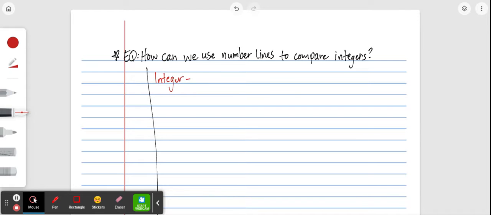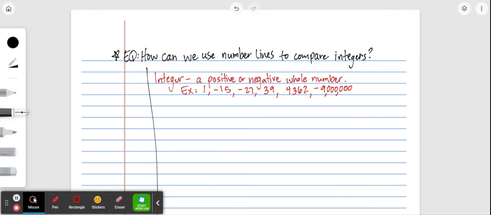An integer, remember, is a positive or negative whole number. Some of the examples we've given are numbers like positive 1, negative 15, negative 27, positive 39, positive 4,362, negative 9 million, etc., etc. So all of these numbers are integers. When you have two integers, you can compare them and decide which one is bigger.